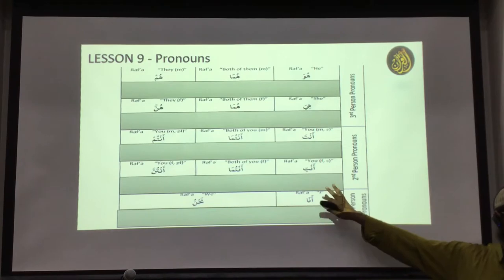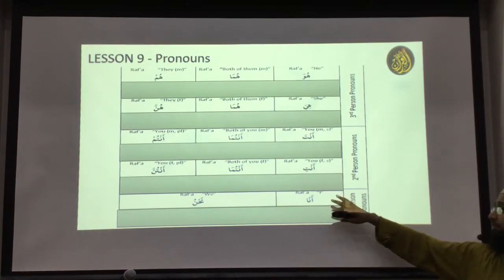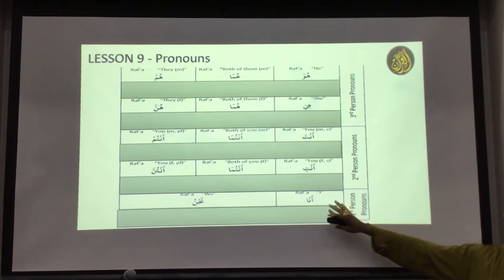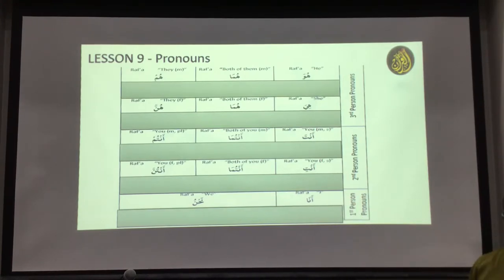Now, I'm going to email this to all the brothers, and you can open it up and remember. I think if you spend 10 minutes maximum, you will be able to remember. It's very, very easy. And even if you know a little bit of Arabic, you know what ana means and what nahnu means.